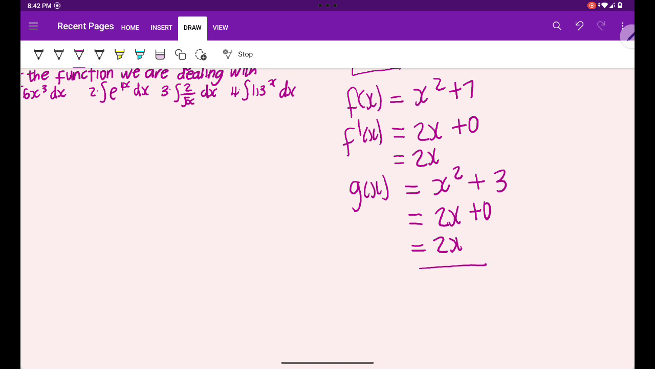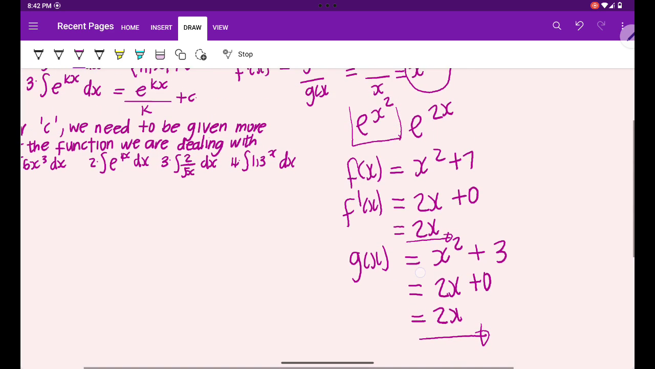So do you see that when you are differentiating two different functions, you have f of x, which is x squared plus 7, and g of x, which is x squared plus 3. You are differentiating two different functions. However, they give you the same answer, right? And why is that? It is because when we differentiate a constant, any constant, could be a million, could be 1 billion, could be 1, could be 7, the answer is still going to be 0, right?